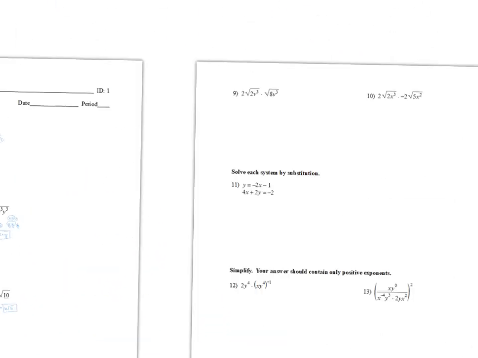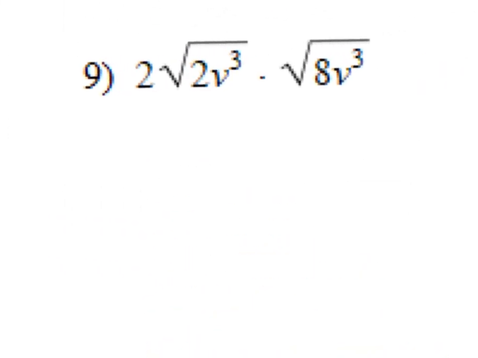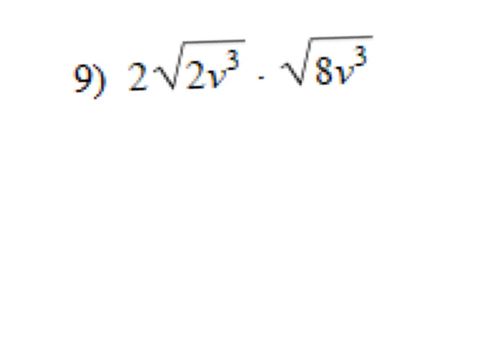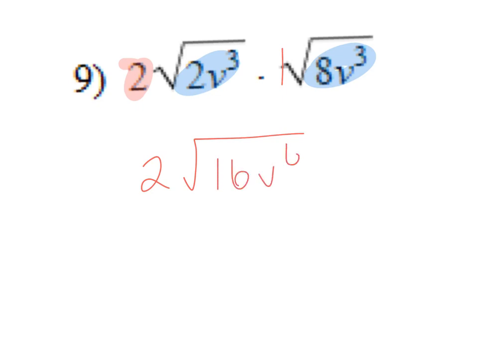Okay, next page, number 9. All right, I'm going to go ahead and multiply this together. Now remember, I'm multiplying the outside, so there's a 2, and then keeping in mind that there's technically a 1 there. So I'm going to end up with a 2 on the outside. Now multiply your inside numbers together. So I'm going to put these two together. So 2 times 8 is 16. And then v to the 6th. 3 plus 3 is 6.